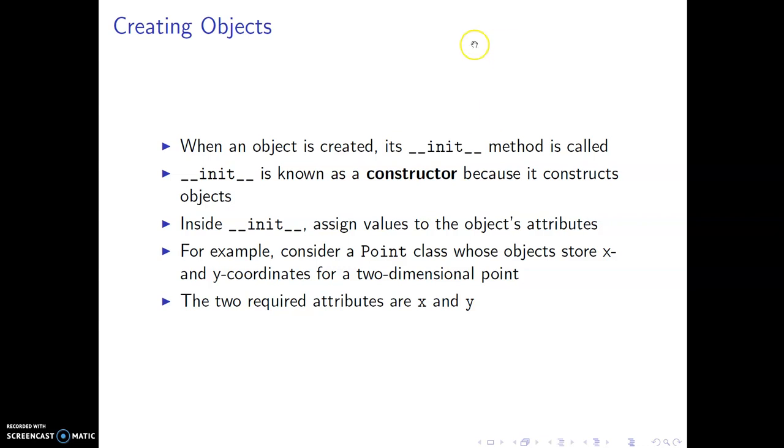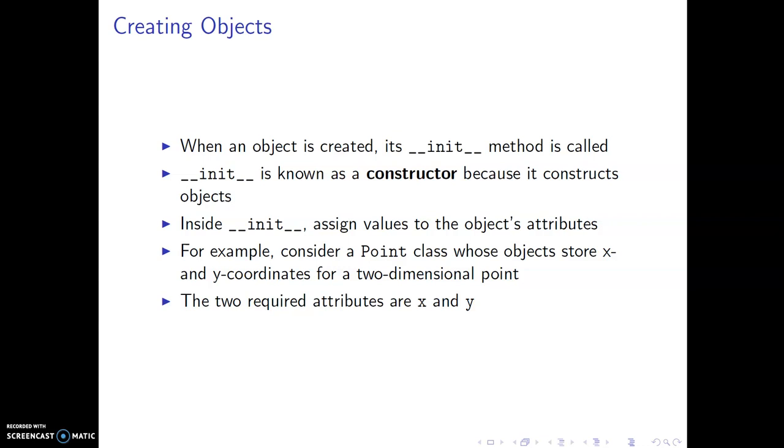Okay, so this init method is known as a constructor because it constructs objects. It knits them together. Inside the init, we assign values to the object's attributes. So we define those attributes. Let's consider something kind of nice, easy, and mathy first, okay? Let's say we want to define a point class where we just have XY coordinates.